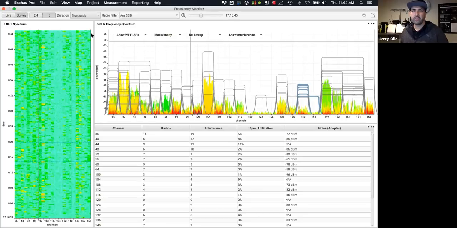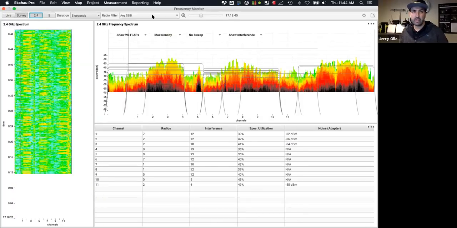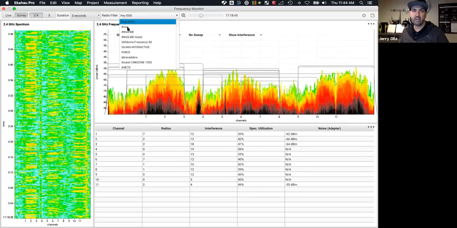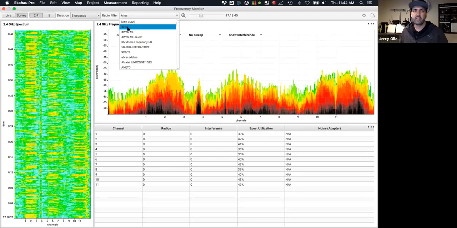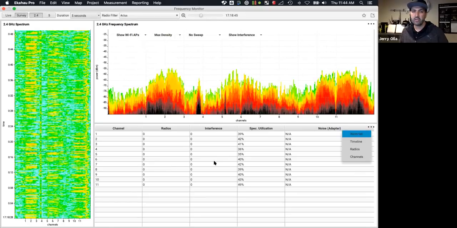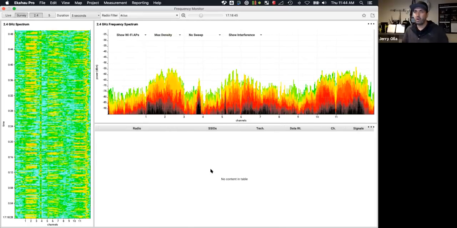Another thing to note is on the 2.4 side, you want to see how many CLUS, Cisco Live, Cisco radios they had on 2.4. You flip over to the CLUS network, and all of a sudden everything disappears. They had 0 radios using 2.4, so this was completely a 5 gigahertz only network.